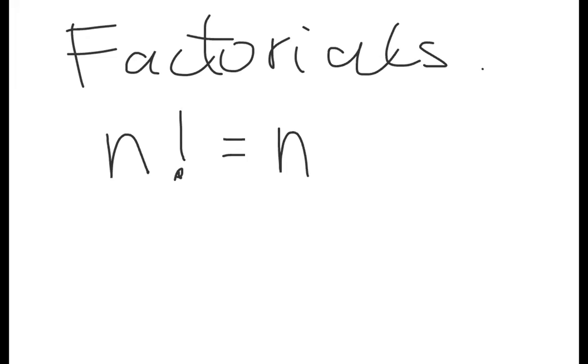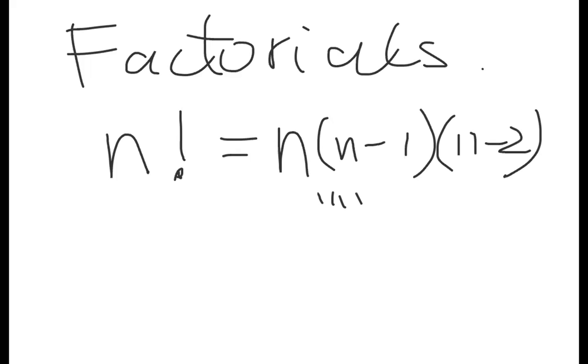So what does it mean to have a factorial? Basically you have the product of n numbers starting from n, followed by 1 less than n, followed by 2 less than n, all the way to 2 and 1.